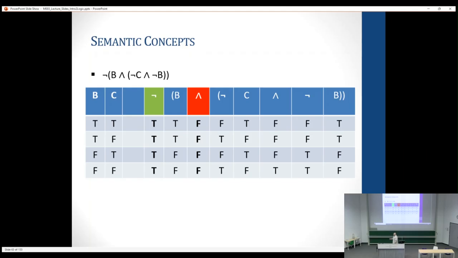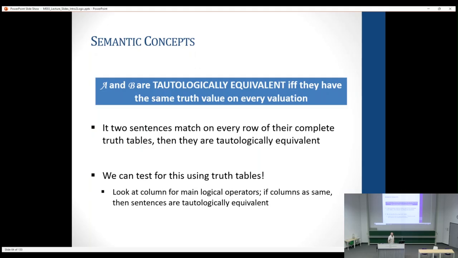The next kind of cluster of concepts, we can talk about tautological equivalence. And this is a property that holds between pairs of sentences. So we will say that two sentences A and B, two TFL sentences A and B, are tautologically equivalent if and only if they have the same truth value on every valuation. So what we mean by that is that if we look at the columns under our two sentences' main operators, those columns are identical.